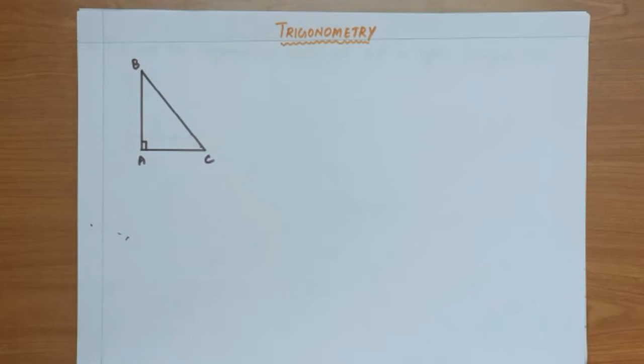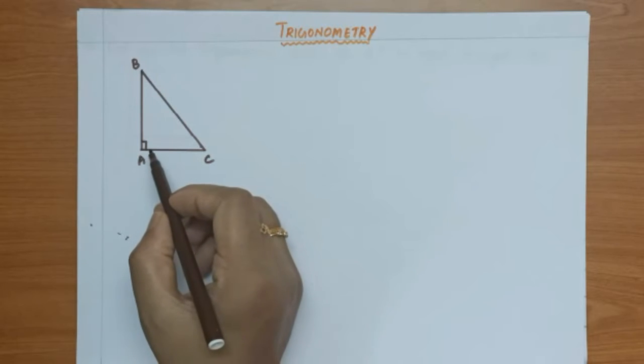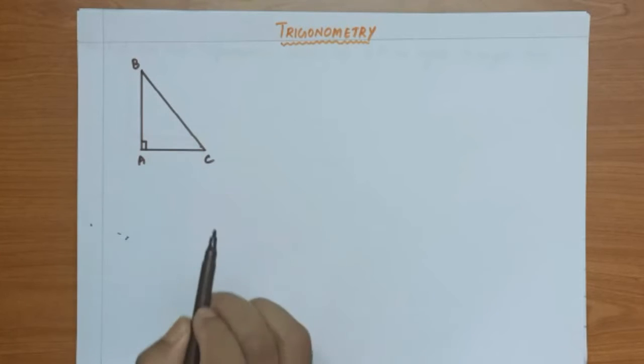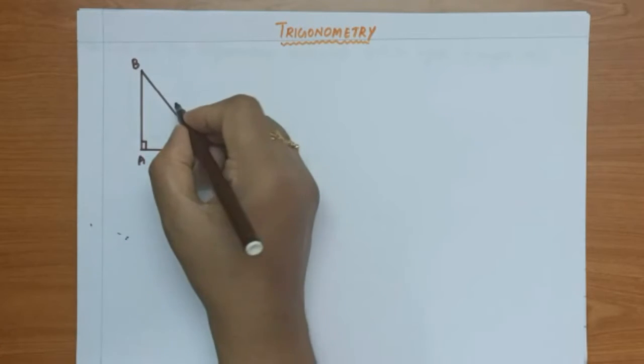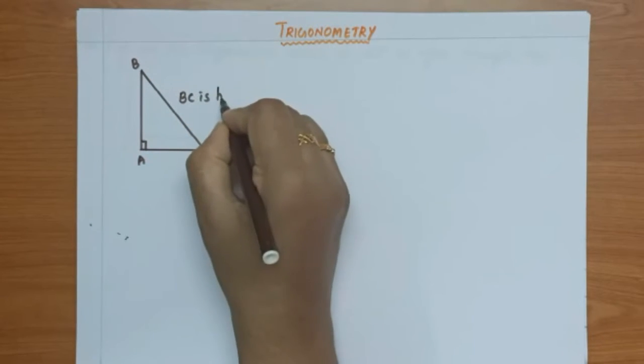Now we can learn about the sides. The side which is opposite to right angle is hypotenuse. Here angle A is 90 degree. So, the side which is opposite to angle A is hypotenuse. So, BC is hypotenuse.